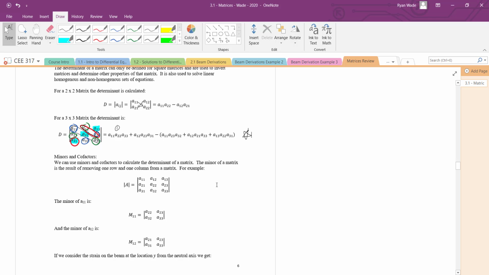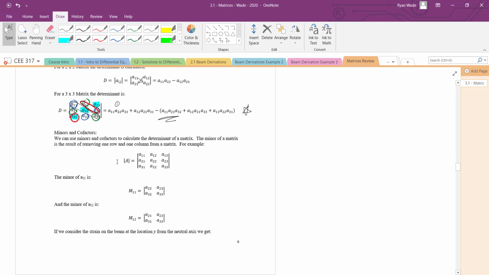We can also use minors and cofactors to find the determinant. It's a little bit easier way of, instead of just memorizing this, we can do something that's methodical. It's a little bit cumbersome without the help of computers. But what we want to talk about is the idea of a minor. A minor of a matrix is the result of removing one row and one column.